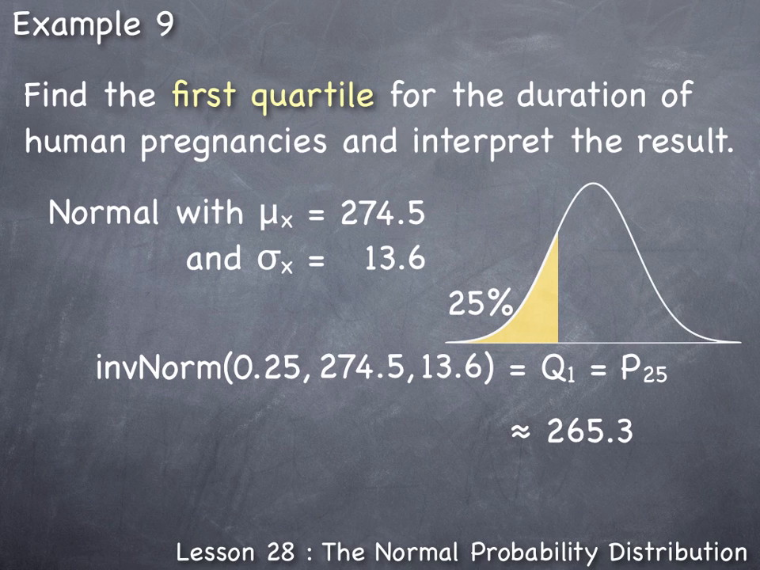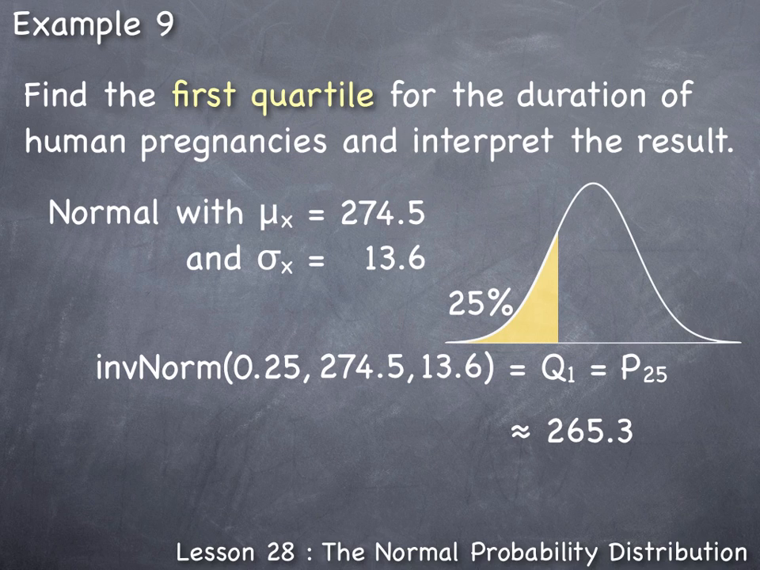The units on the inverse norm command are the same units as the particular random variable. In this case, we're measuring everything in days. So this result would be 265.3 days. But if the doctor was to report this result to the patient, chances are they wouldn't use the fraction of a day, but just round this off to the nearest whole day, like 265 days.